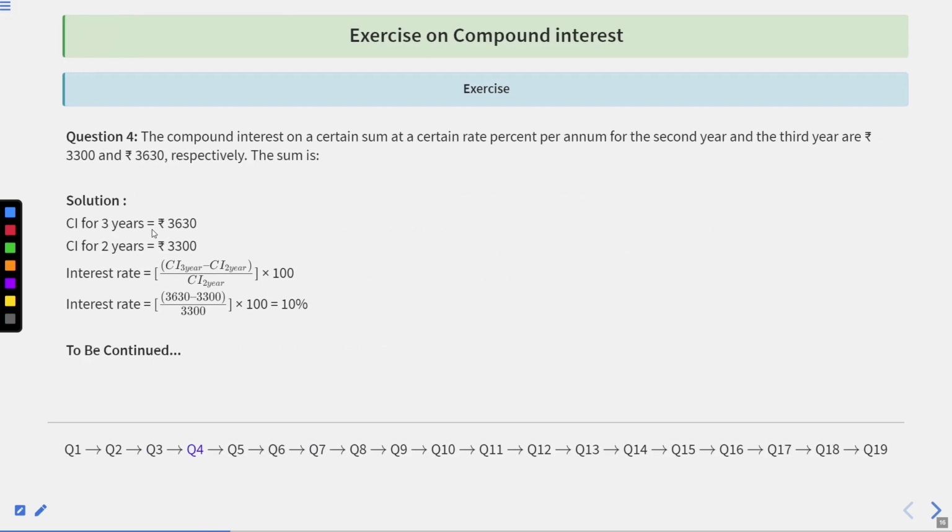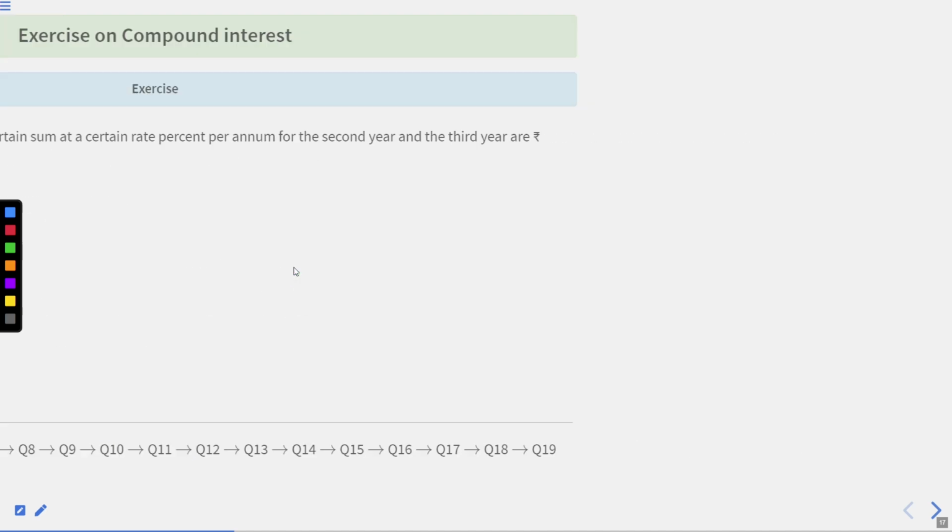So the solution: the compound interest for 3 years is 3630 and for 2 years is 3300. So the interest rate is equal to compound interest for 3 years minus compound interest for 2 years upon compound interest for 2 years into 100. So the interest rate will be equal to 3630 minus 3300 upon 3300 into 100, which is 10%.